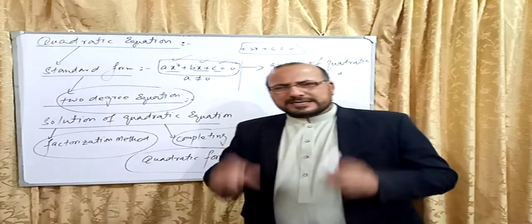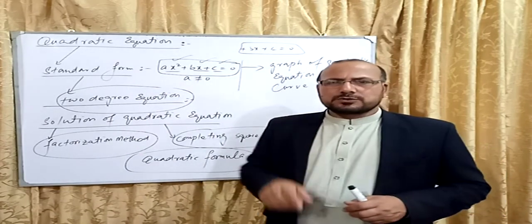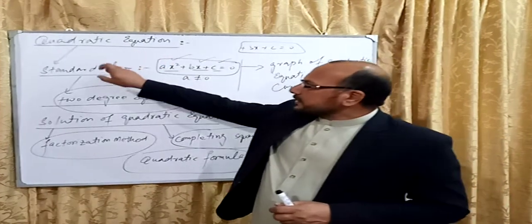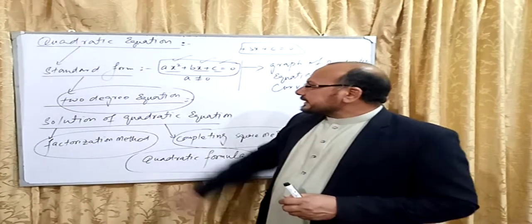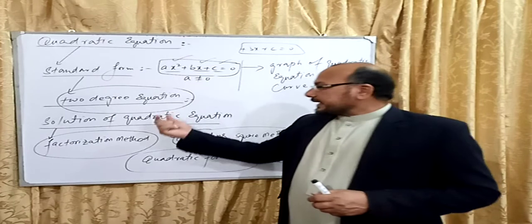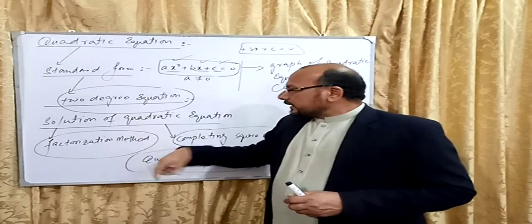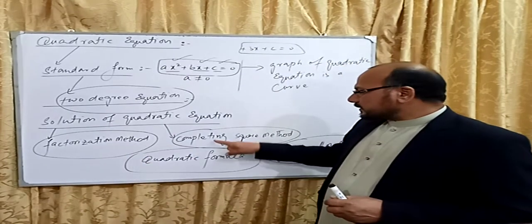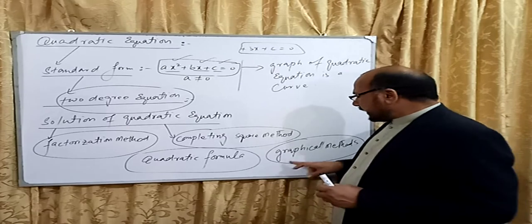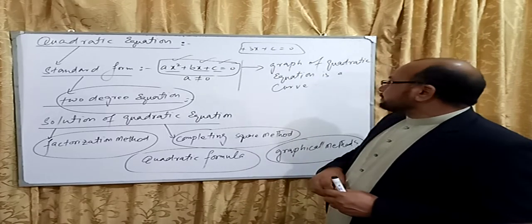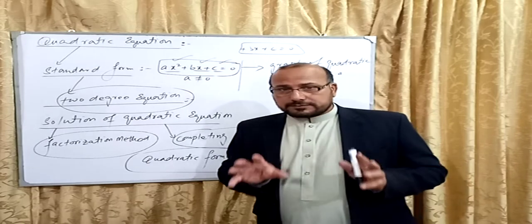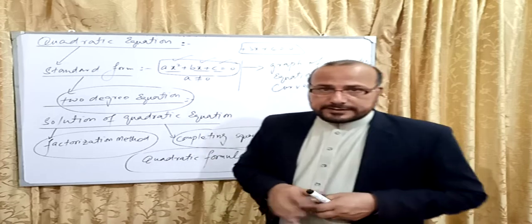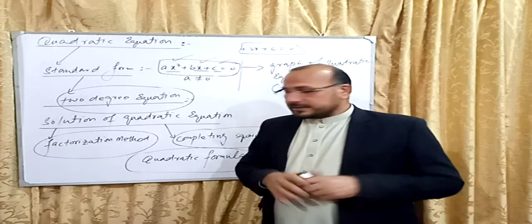So this was the brief explanation about quadratic equations. You need to study the notes which will be given with this particular video. First you need to understand what a quadratic equation is, then the standard form of the quadratic equation, which is also called the two-degree equation, then the solution of the quadratic equation, which means that we can apply the factorization method, completing the square method, the quadratic formula, as well as the graphical method. And you need to understand that the graph of a quadratic equation always gives you a curve. It will not be a straight line.